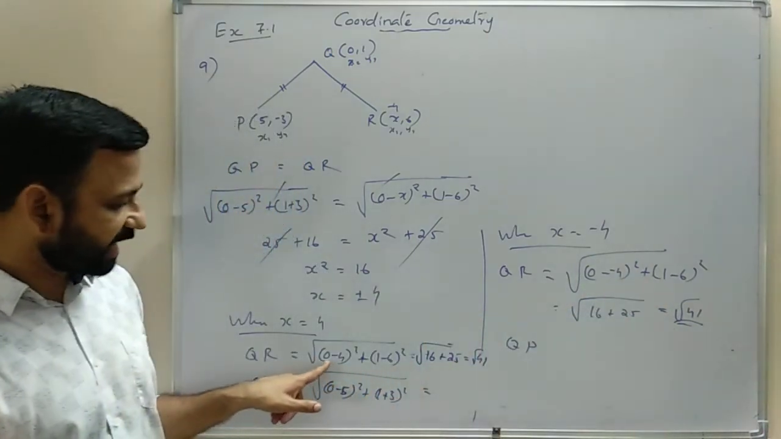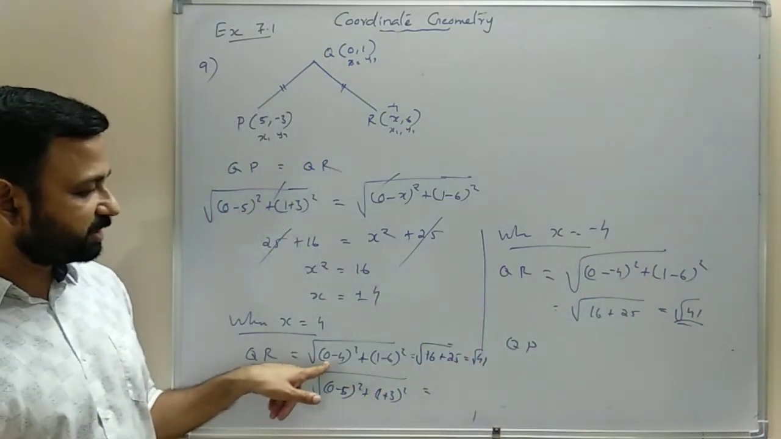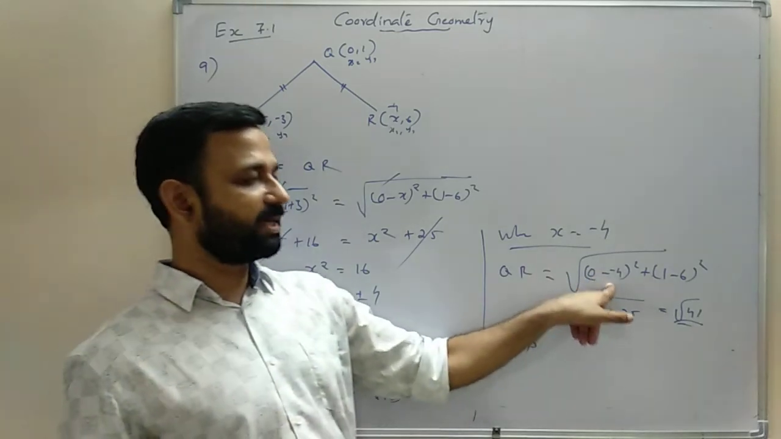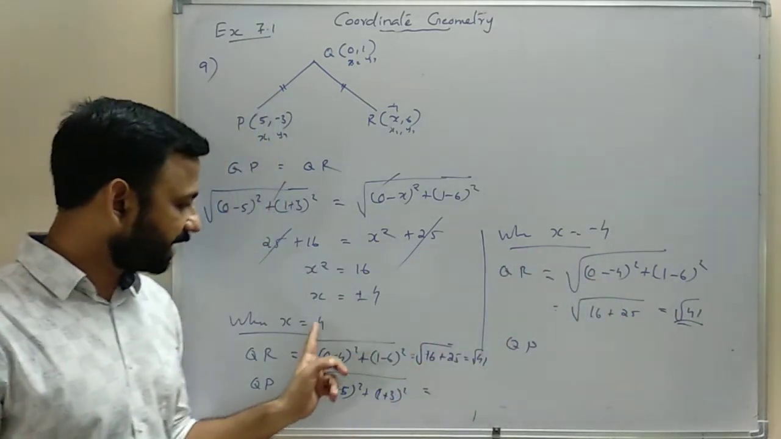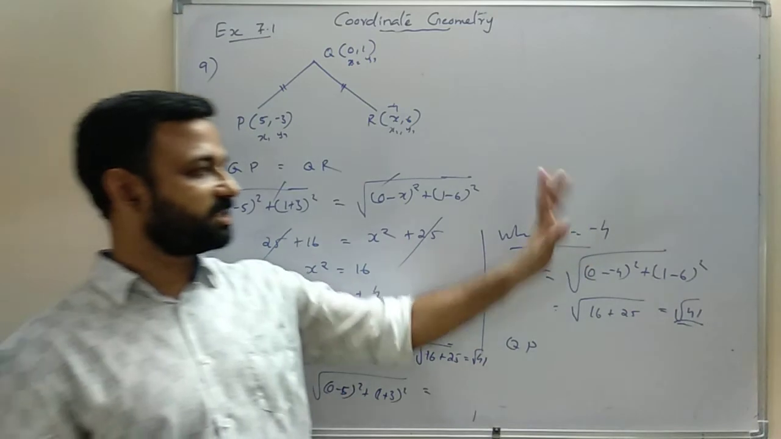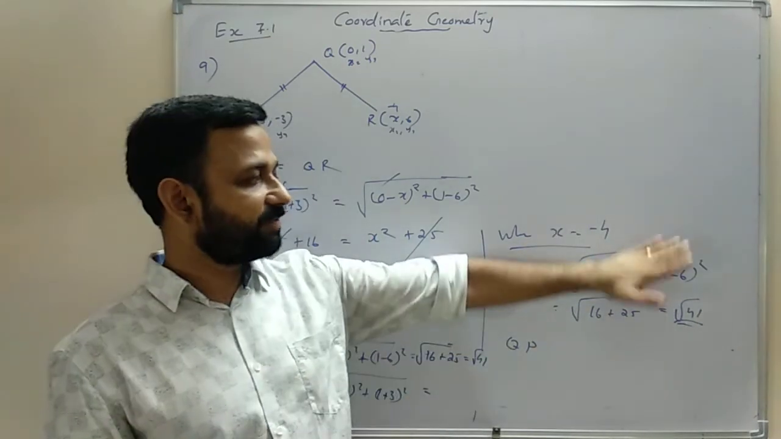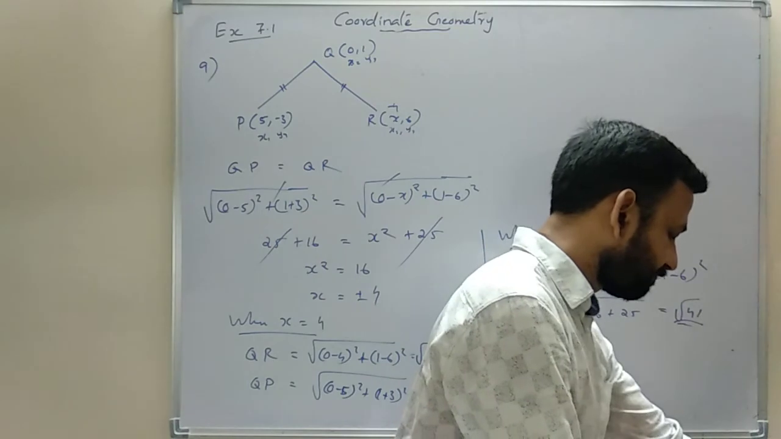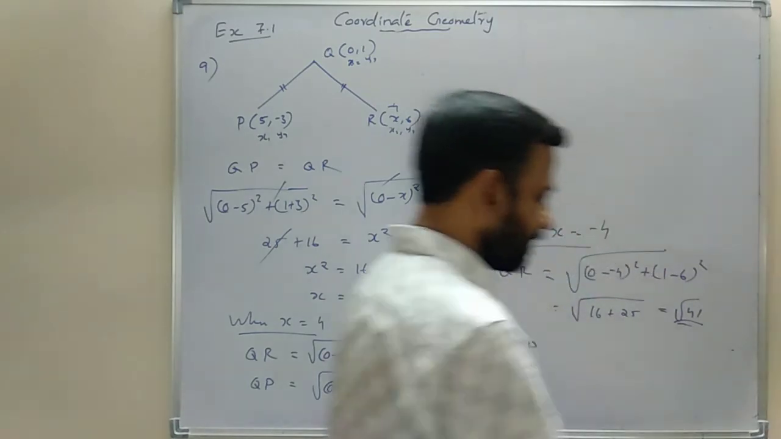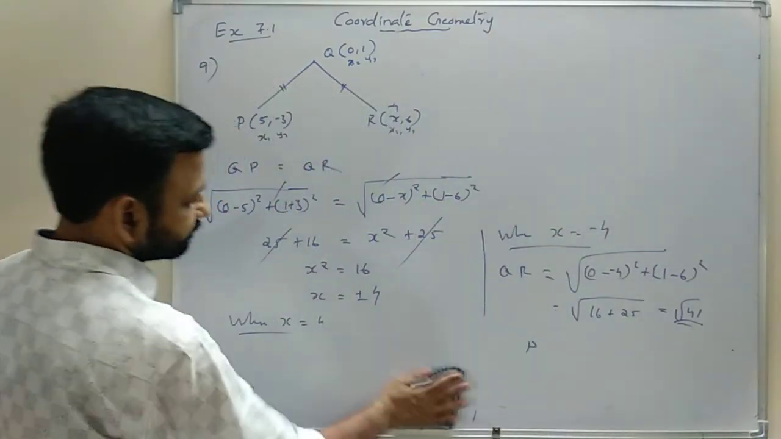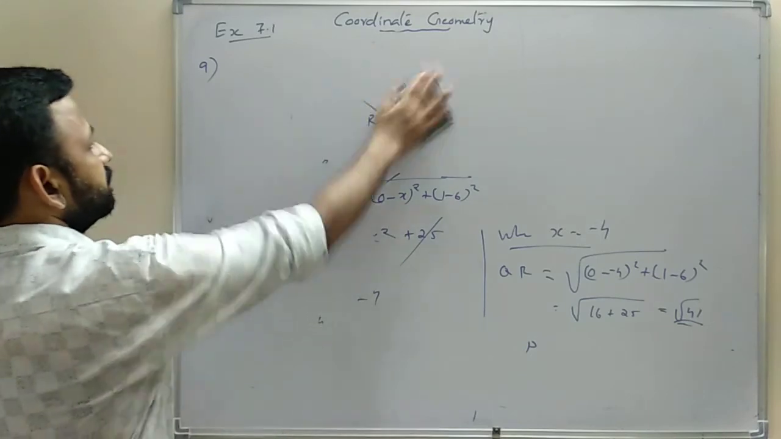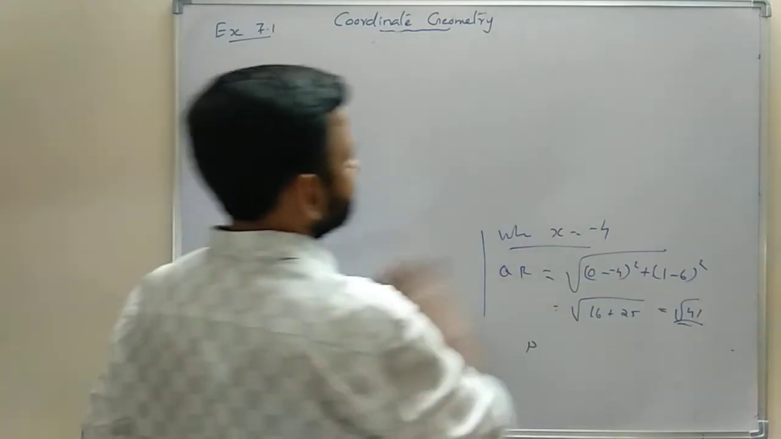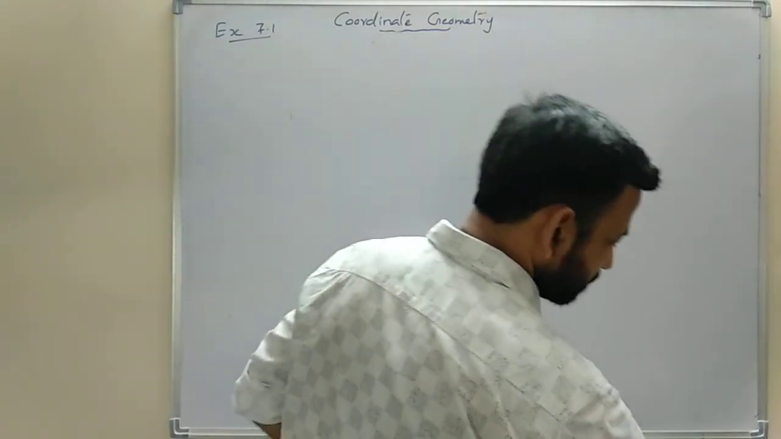But when we write the steps, it will be different. 0 minus 4 here, and 0 minus 4 here, because in the first case x is equal to 4, and in the second case x is equal to minus 4, but the final number will be the same. So that is question number 9. Now we have one more question, that is question number 10, the tenth question.